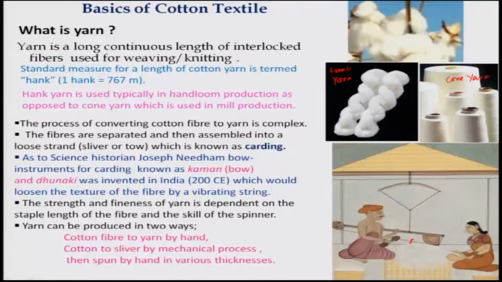But of course, nowadays machines are being used, that is the mechanical process for converting the cotton to sliver, which is then spun by hand in various thicknesses. That is also being used today in our country, even in handloom sectors. In the mill sector, it is a machine doing the work, and it consumes a lot of energy. In this case no energy is utilized; rather you use your hand, and it is good physical exercise.